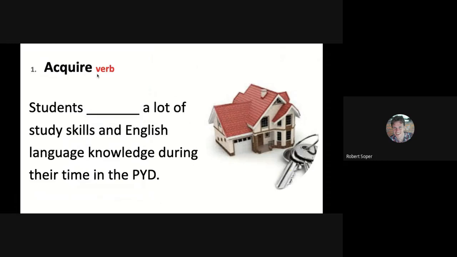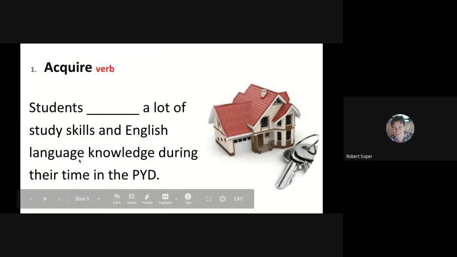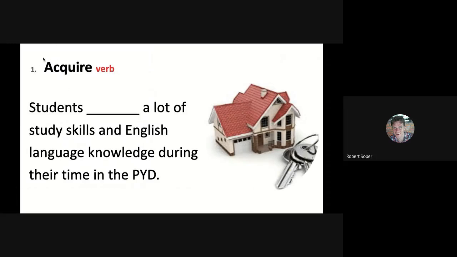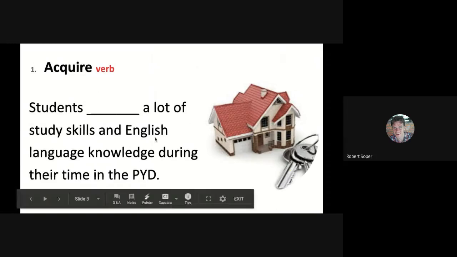Okay, so how would we put this verb in a sentence? Well, we would put this verb after our subject, for example. So we could say something like, students acquire a lot of study skills and English language knowledge during their time in the PYD. Why does that make sense? Because students develop a lot of study skills and English language knowledge. They basically learn it. And acquire is another way of saying developing or learning a skill. Study skills and English language knowledge are the skills that they acquire.